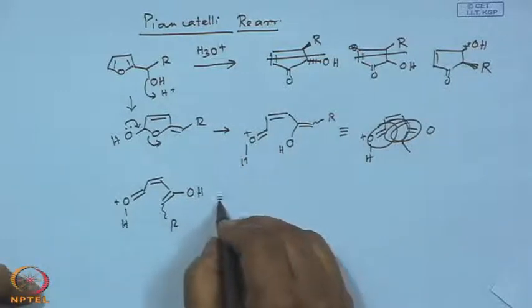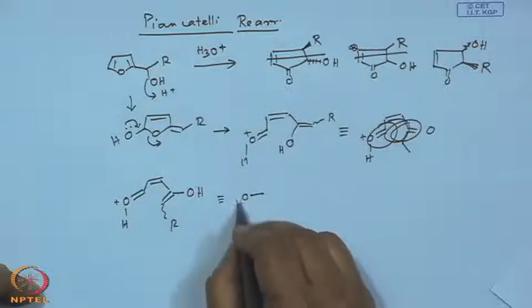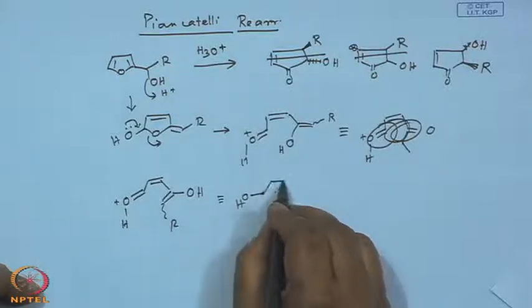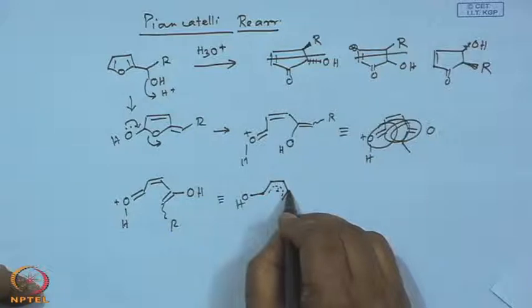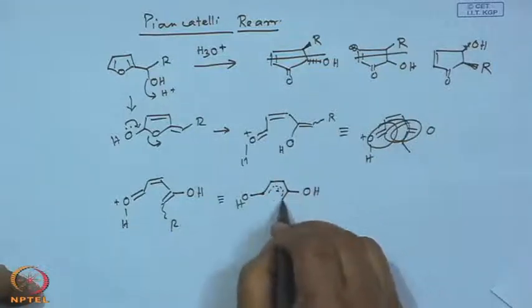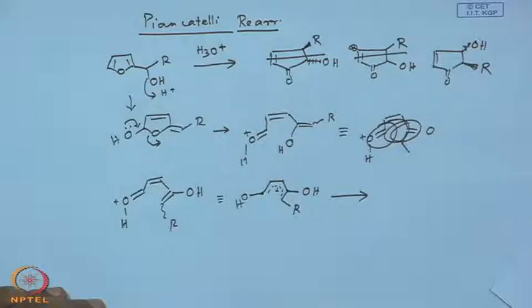Okay, so again this could be rewritten as OH and then this, and the positive charge is now smeared with this one. Now, what is it? It is a 4 electron cationic system. A 4 electron cationic system means you would expect a name reaction. What is it? A 4 pi electron system, and it is a cyclization process.